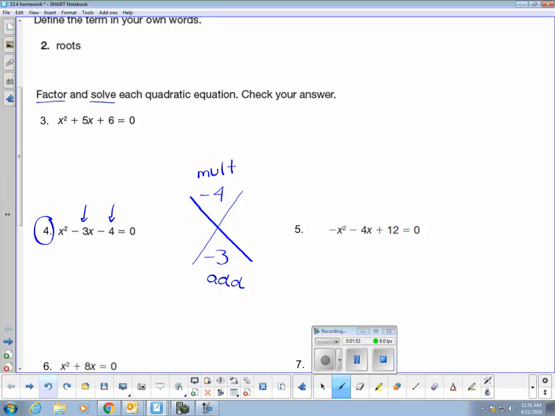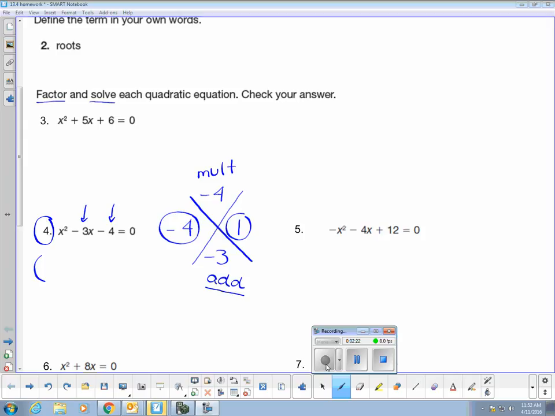So I'm thinking of the numbers 4 and 1. Those two multiply to 4, but I need it to multiply to -4. So one of those is going to have to be negative, and it looks like the 4 is going to be negative, so that I get a sum. So when they add together, those two numbers, -4 and +1, add up to -3, but they multiply to -4. So that's going to help me in my factoring.